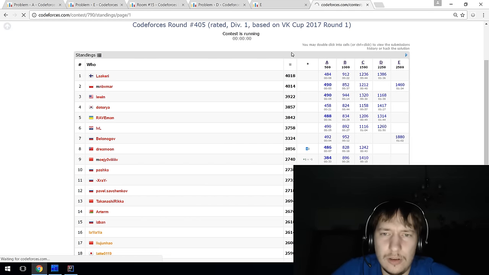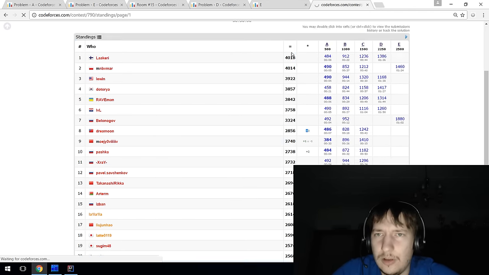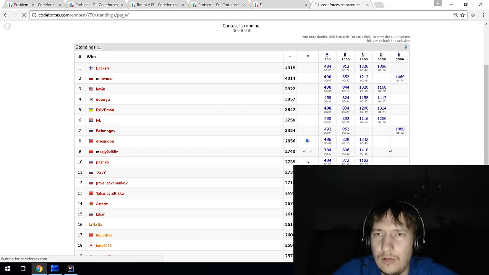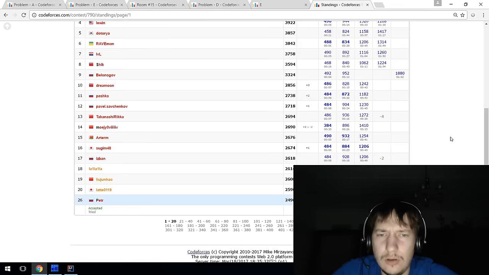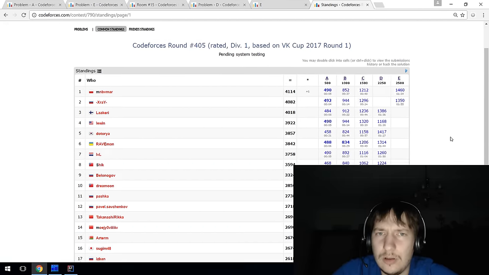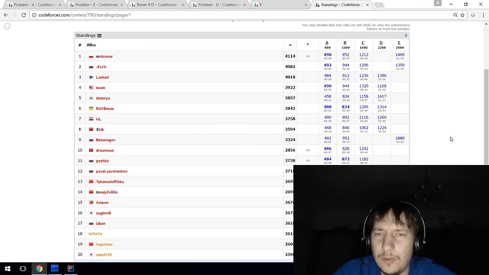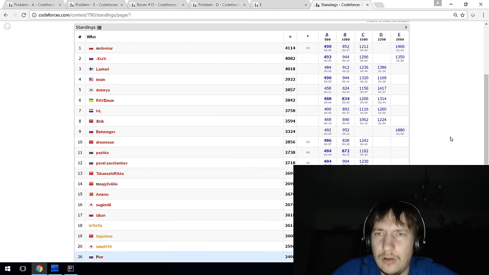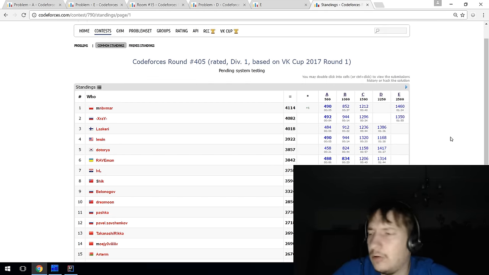You can see that the results now are quite optimistic. We were in 25th place when we refreshed the scoreboard a bit of time ago. Probably now we are even worse. Yeah, 26th place. And I guess after system testing we're not likely to move up significantly. Should have solved D, but got an incorrect solution with an interval tree, then an incorrect solution with greedy, and couldn't come up with something correct, unfortunately. Well, that was it.